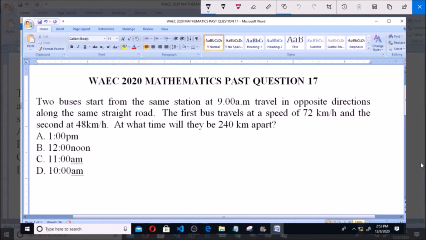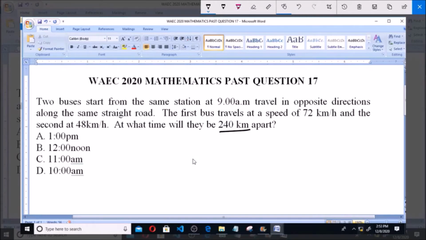Two buses start from the same station at 9 a.m. and travel in opposite directions along the same straight road. The first bus travels at a speed of 72 km per hour and the second at 48 km per hour. At what time will they be 240 km apart?